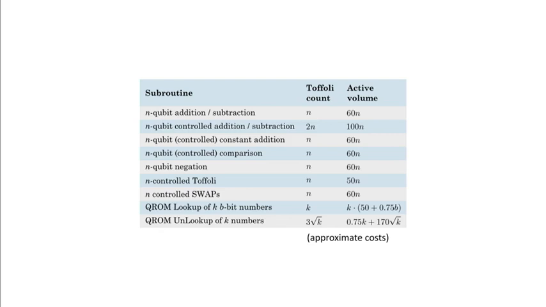Generally speaking, arithmetic subroutines like adders, controlled adders, comparators, and so on, have a very favorable ratio of roughly 60 blocks per Toffoli gate. On the other hand, lookup tables, or QROM lookups as they're called, can be much more costly in terms of active volume, since their active volume scales with the size of the bit strings that are loaded into the quantum computer, whereas the Toffoli count does not. So if you're loading 1 million numbers into the quantum computer using a lookup table, then it takes 1 million Toffoli gates, whether these are 32-bit numbers or 2048-bit numbers. But for the active volume, the size of these numbers makes a big difference.